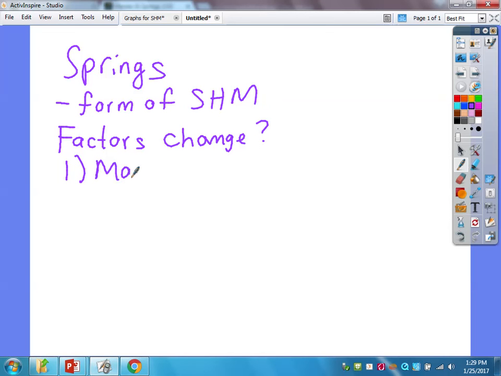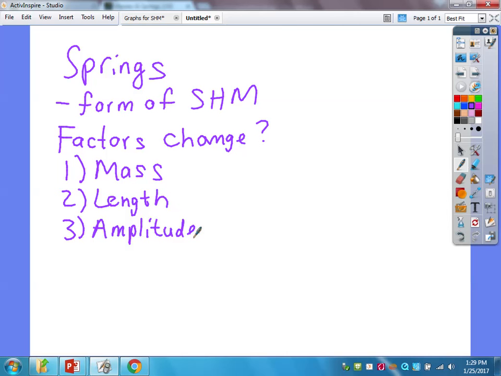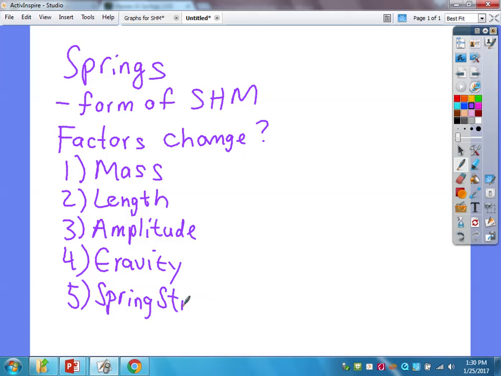We said we could alter the mass. We could also alter the length of the spring. We could alter the amplitude. We could technically say we're going to alter gravity, even though we can't. But we could technically say we can alter gravity in our problems. And the last one is what we call our spring strength. How strong is the spring itself? How tight is the spring? There's no real good word for that. Sometimes we call that spring tension, the tension in the spring. But how strong is that spring itself? How much does it want to recoil back to its normal equilibrium position without any weight on it?